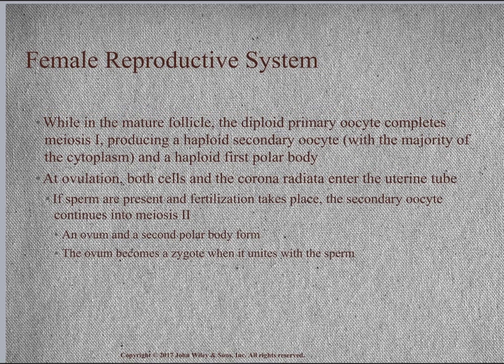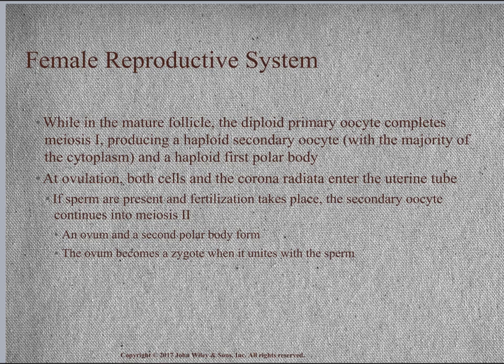While in the mature follicle, the diploid primary oocyte completes meiosis 1, producing a haploid secondary oocyte with the majority of the cytoplasm and a haploid first polar body. Now, we have talked about this in the previous slides, where that first polar body may or may not go on to divide, but eventually it gets digested and broken down. The best oocyte persists. At ovulation, both cells and the corona radiata enter the uterine tube.